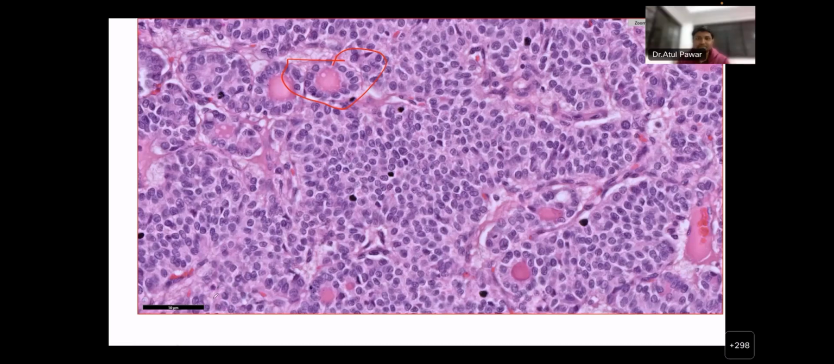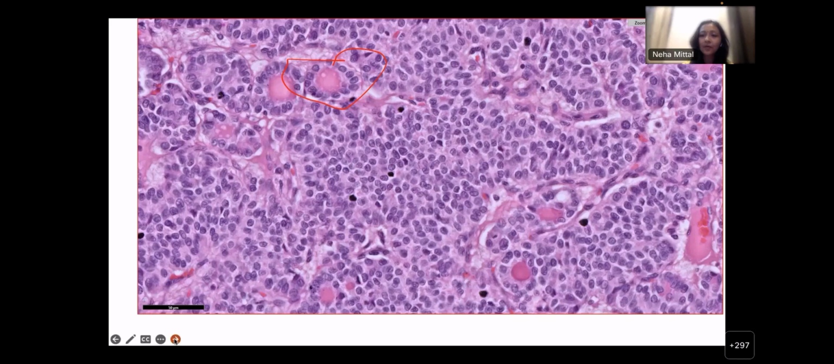IHC markers, ma'am. Okay, what IHC markers will you do, Atul? Ma'am, we'll go for FOXL2. What category of tumors does granulosa belong to? Sex cord stromal tumor. Out of that, again, which category does granulosa belong to? Pure sex cord. Pure sex cord stromal tumor. Pure sex cord tumor. Okay.